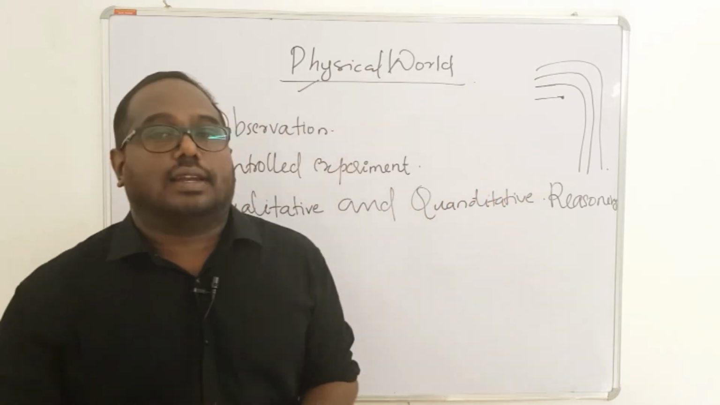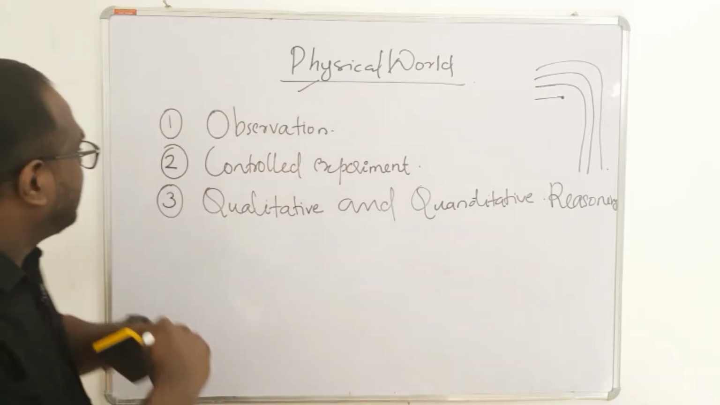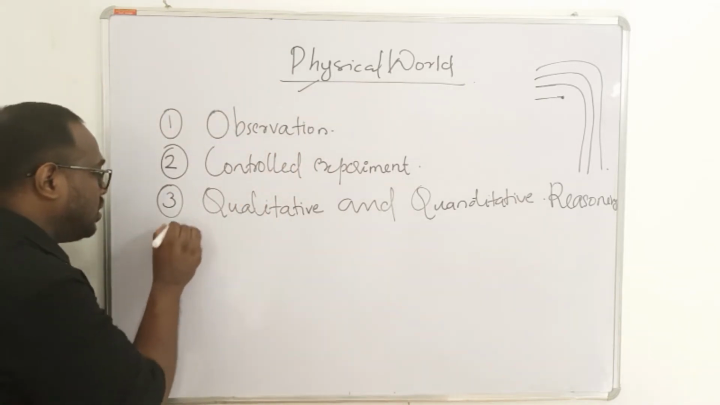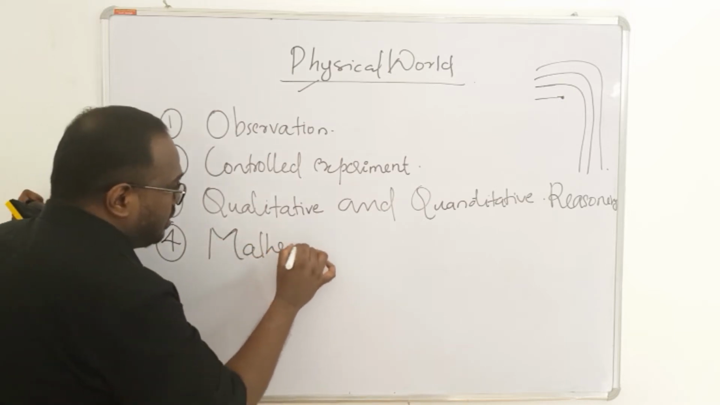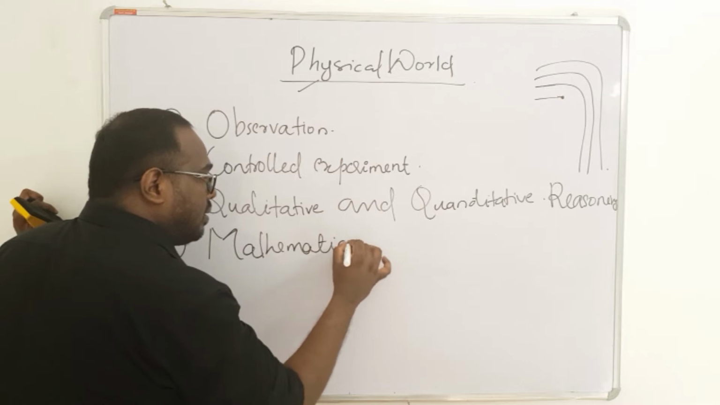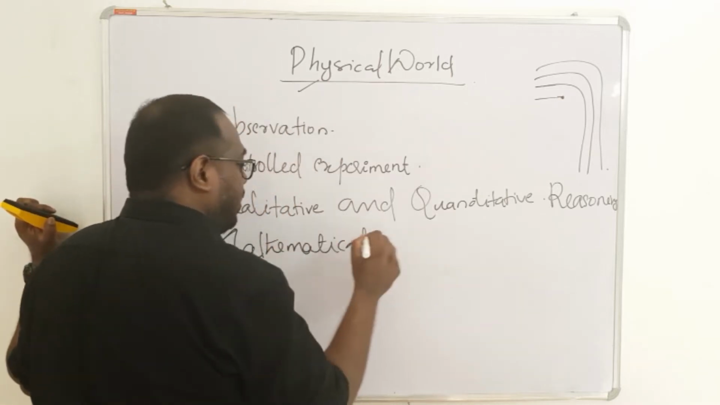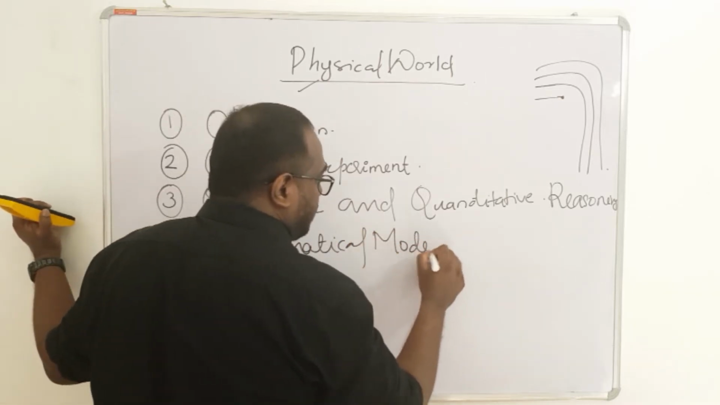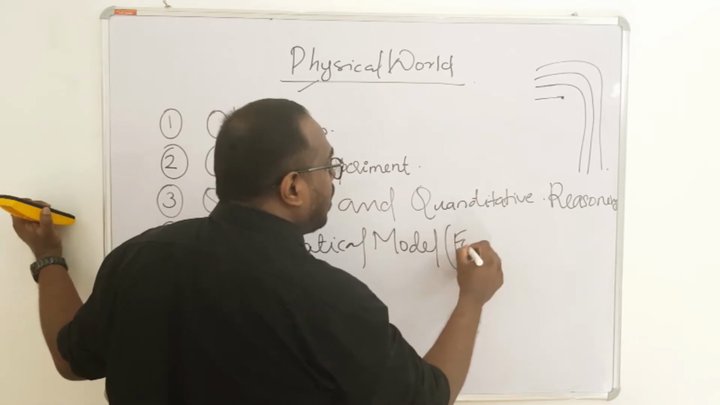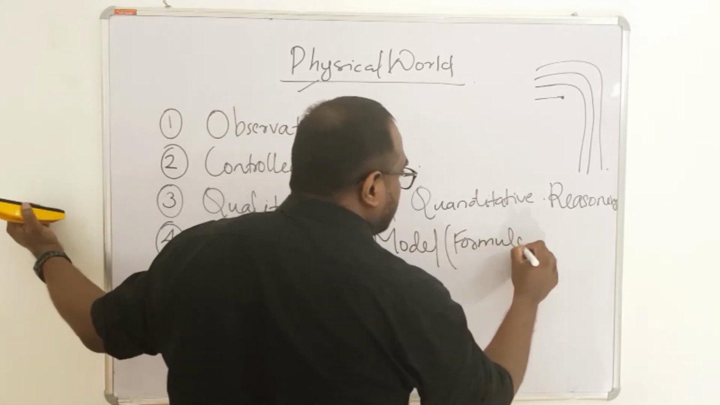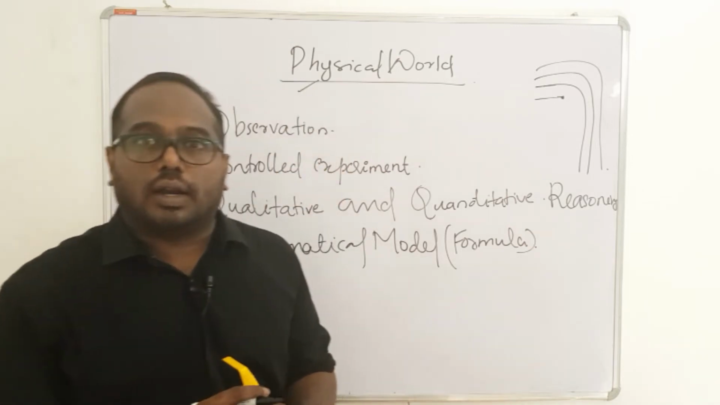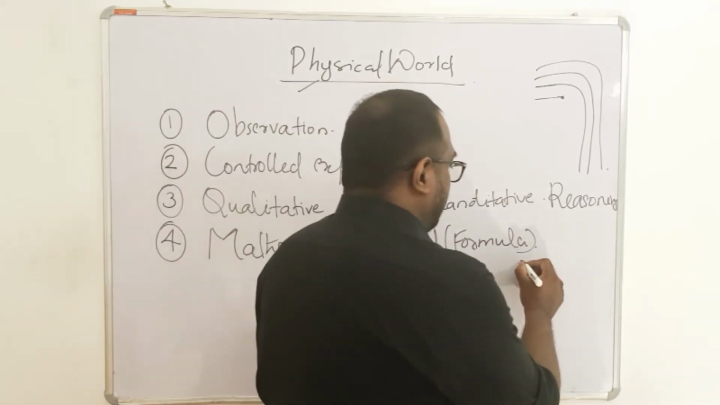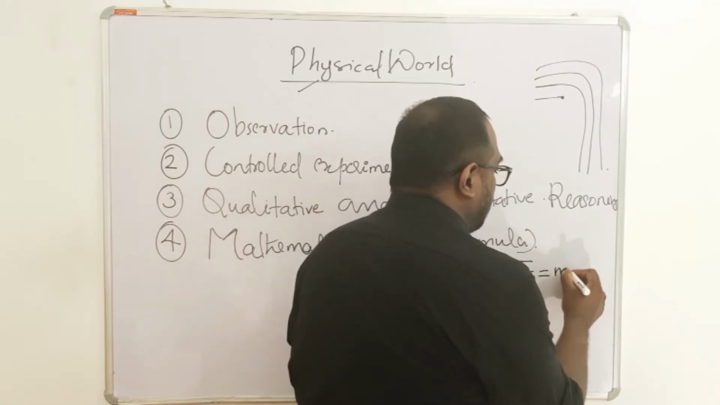Clear? Then, after that reasoning, the fourth step is you have to make a mathematical model. Simply, a formula. You have to make a formula. You know formulas from 9th grade, where you studied them physically. Force is equal to ma.